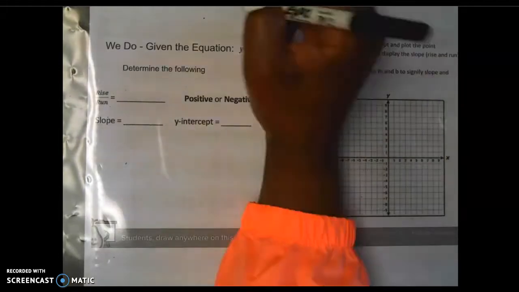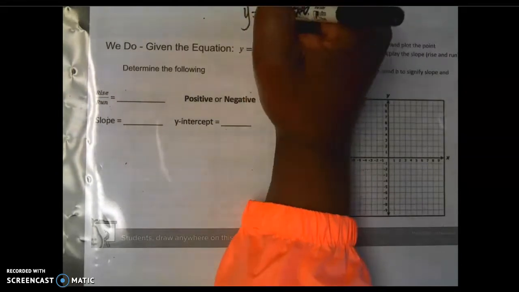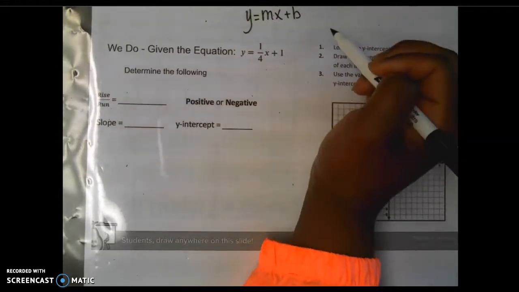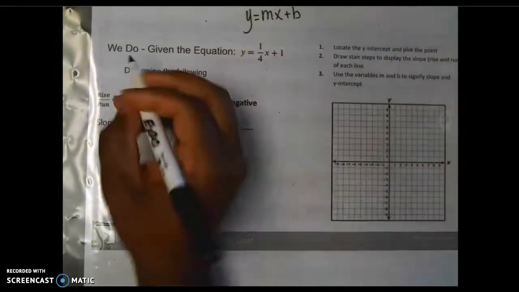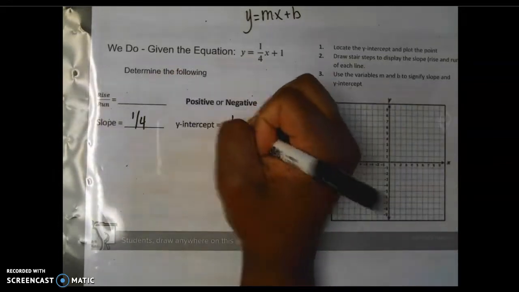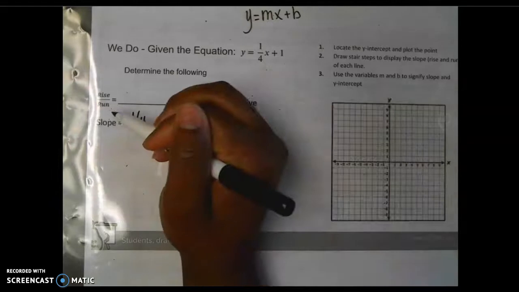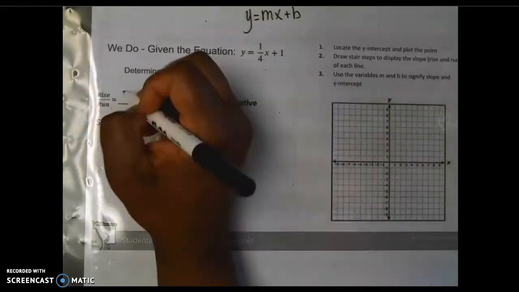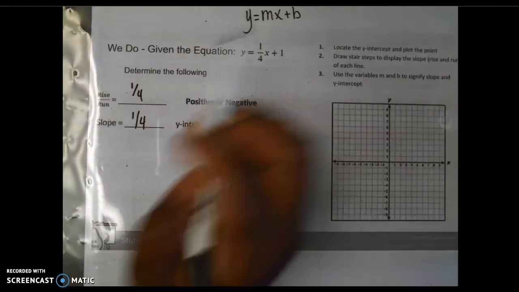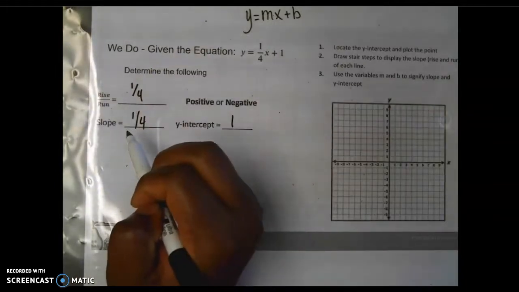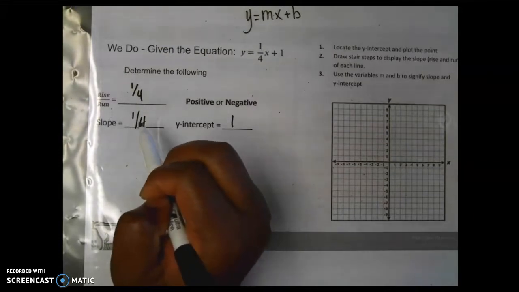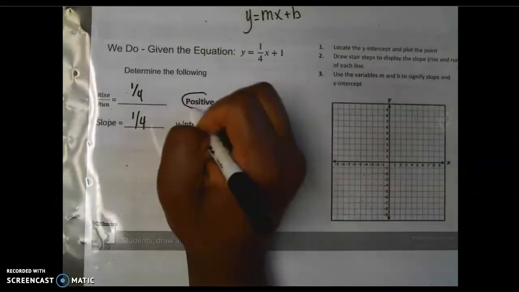I know my equation comes in the format of y equals mx plus b. I know m is my slope and b is my y-intercept. So my slope in this situation is 1/4 and my y-intercept is 1. My rise over run is my slope, so my rise over run is 1/4. The slope of the line determines if the line is positive or negative, and the slope of this line is positive. So my line is positive.